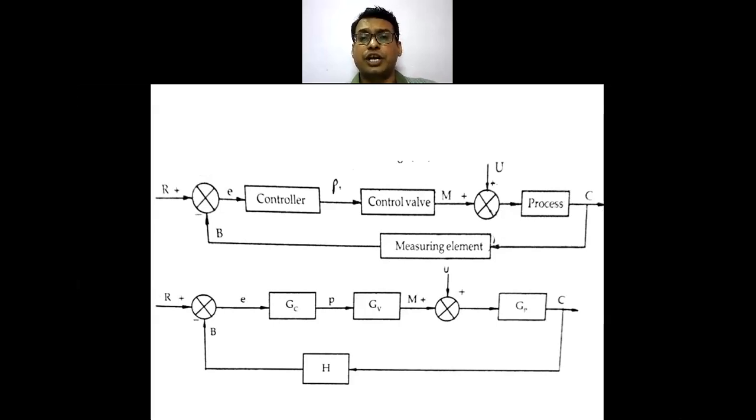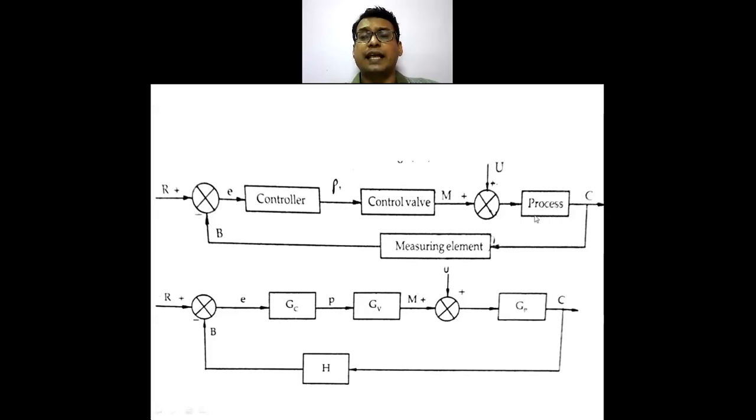in which the controller is there, a control valve is there, the process and the measuring element are there. Out of this, for the process we have already discussed the different processes and their transfer functions, right? Whether it's a first order process, second order process, or pure capacitive process. So depending on the different processes, I am putting the transfer function here. Gp is my transfer function for the process.